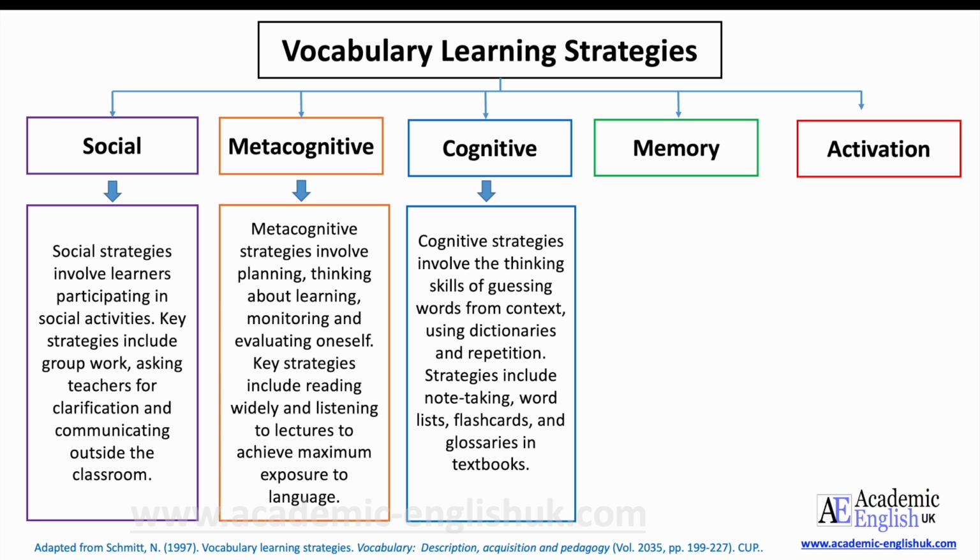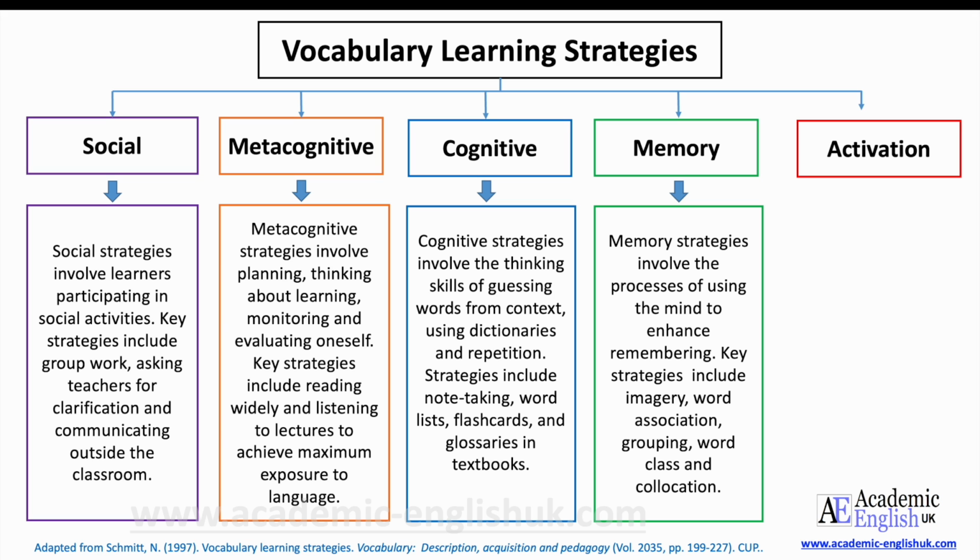Cognitive strategies include the thinking skills of guessing words from context, using dictionaries, and repetition. Strategies include note-taking, word lists, flashcards, and glossaries in textbooks. And finally, memory strategies, which involve the process of using the mind to enhance remembering. Key strategies include imagery, word association, grouping, word class, and collocation. These 4 strategies lead into activation and usage of these words in various contexts.